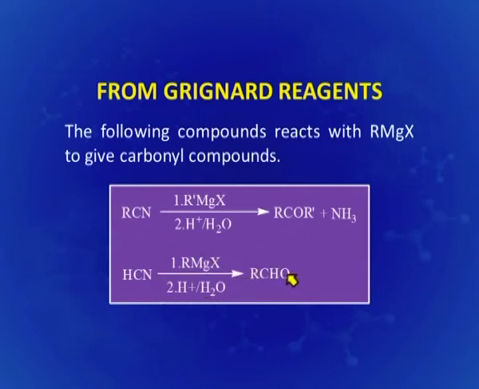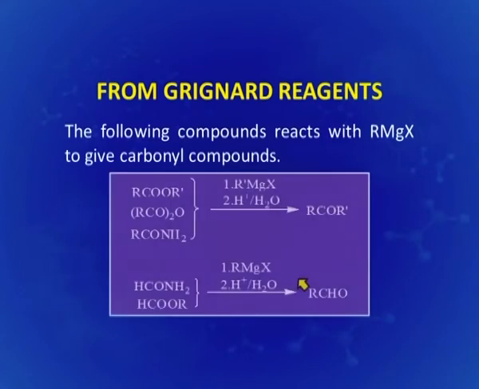hydrolysis, and gives rise to aldehydes. The remaining acid derivatives, esters, anhydrides and amides, also react with the Grignard reagent followed by protonation, and give rise to ketones. And formamide and formic ester also interact with the Grignard reagent to give the aldehyde.